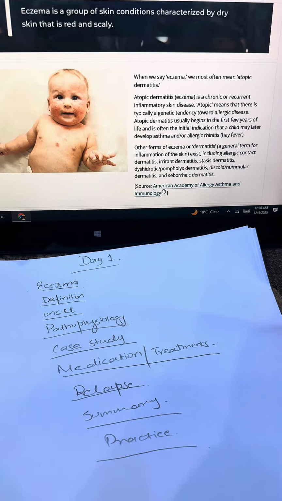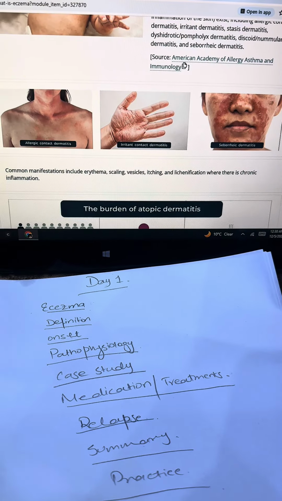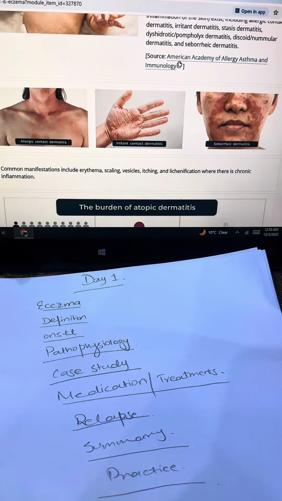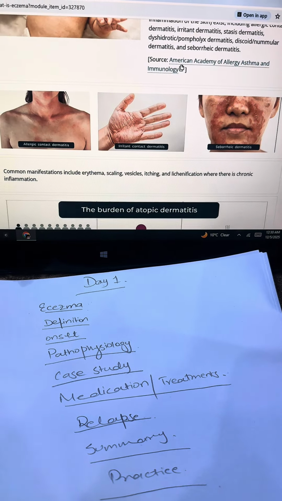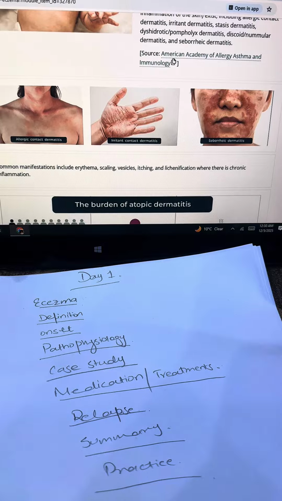Other forms of eczema or dermatitis are also inflammation of the skin, in which we can discuss allergic contact dermatitis, in which an allergen is present, irritant contact dermatitis, stasis dermatitis, discoid, and seborrheic. In the last three pictures we can clearly see allergic contact dermatitis. The patient has allergy-prone skin. Irritant contact dermatitis is one in which there is something present, an irritant or any chemical cause.